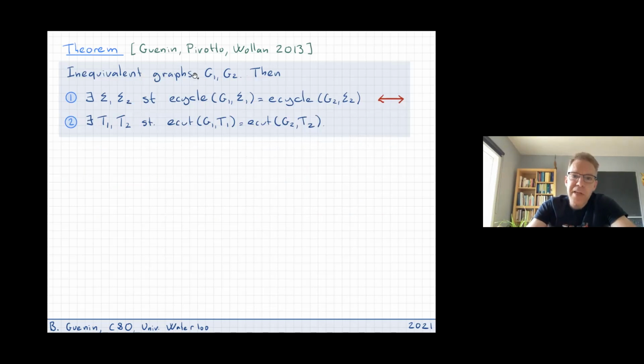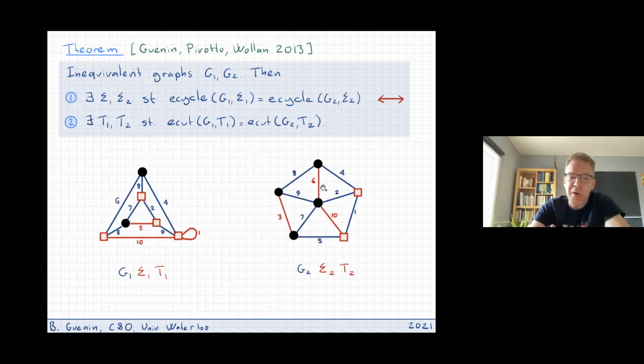I give you a pair of inequivalent graphs, G1 and G2. Those are two graphs with edge labels, and think of the edge labels as being the same on both graphs. Then you can find a pair of signatures so that the two signed graphs have the same even cycles if and only if you can find a pair of terminals so that the corresponding graphs have the same even cuts. So somehow it tells you that those two problems come in pairs.